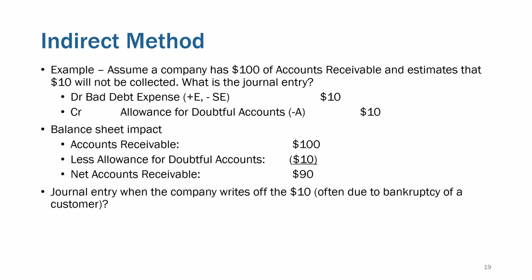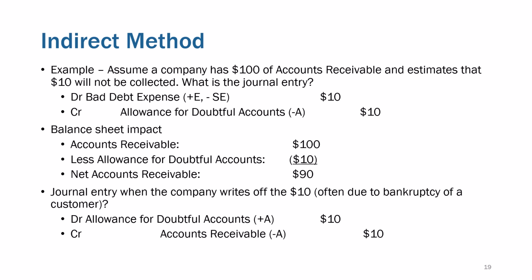Now the journal entry: when the company writes off the $10, they are going to debit the allowance for doubtful accounts and credit accounts receivable. So if they figure this out perfectly, the allowance for doubtful accounts, we credited it for $10 and then we debited it for 10. It's a temporary account which goes away. So it kind of nets itself out, and then at the end of the day, we just have bad debt expense of 10 and accounts receivable were reduced by 10.